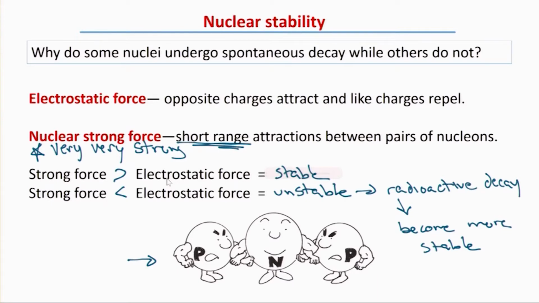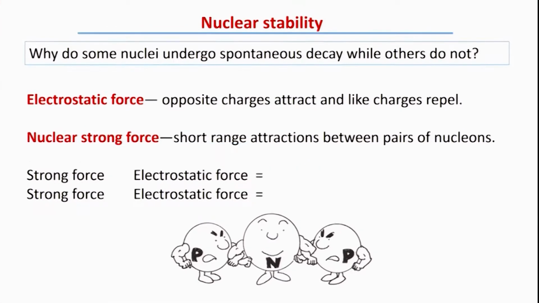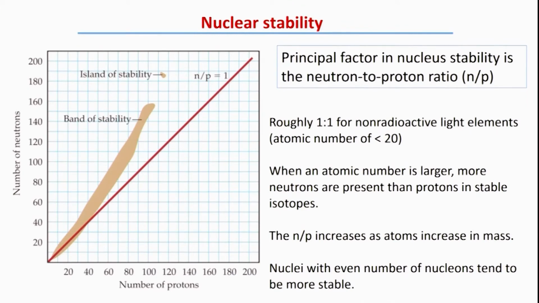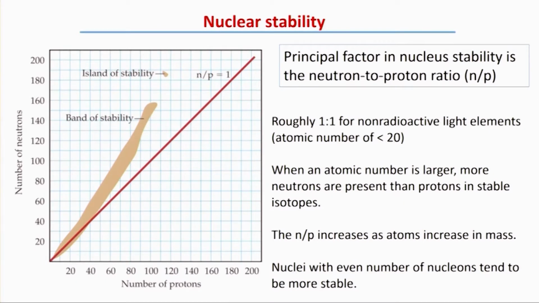And there are a couple of trends that we can see. If we make a graph of the number of neutrons versus the number of protons, you have the number of neutrons over here and the number of protons here. The line in red is where protons divided by neutrons is equal to 1. And it has been found, and they have put on this graph, where the stable nuclei's neutron to proton ratio is.